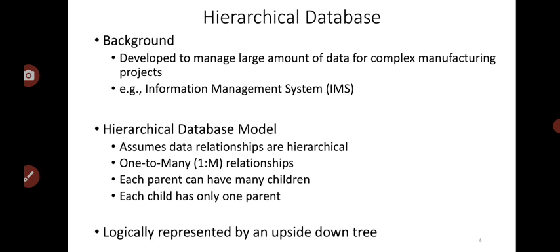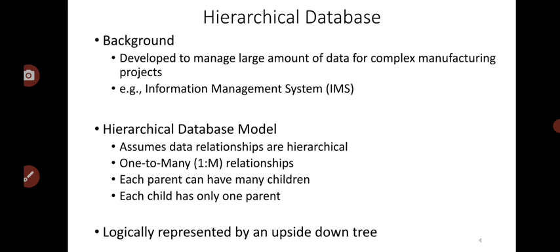The hierarchical database model assumes the data relationships are hierarchical in nature from top to bottom, and one to many relationships are possible in the hierarchical database. Each parent can have many children. Each child has only one parent. The logical structure is represented by an upside down tree.